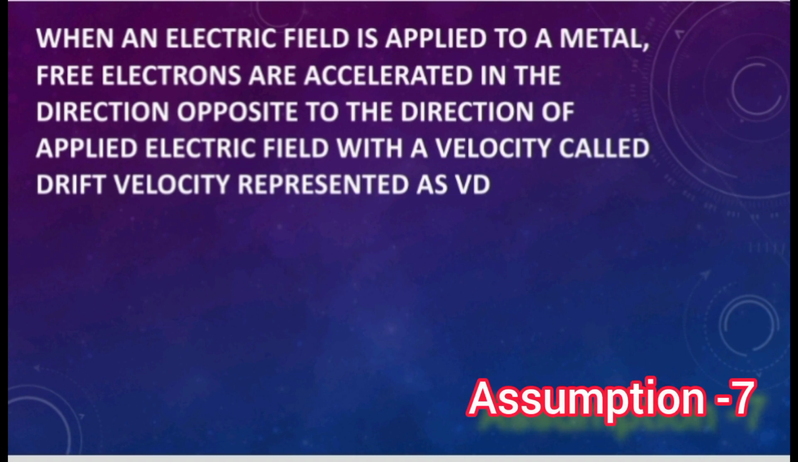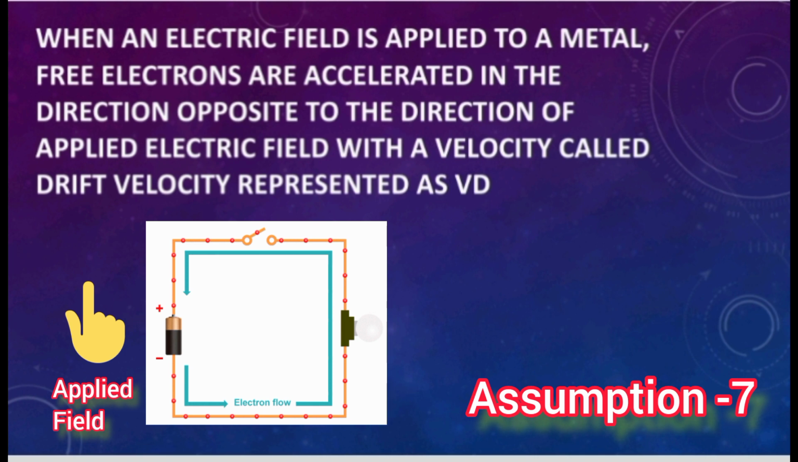Assumption 7. When an electric field is applied to a metal, free electrons are accelerated in the direction opposite to the direction of the applied field with a velocity called drift velocity. Means if the applied field is in a clockwise direction, the flow of electrons will be exactly in the anti-clockwise direction.